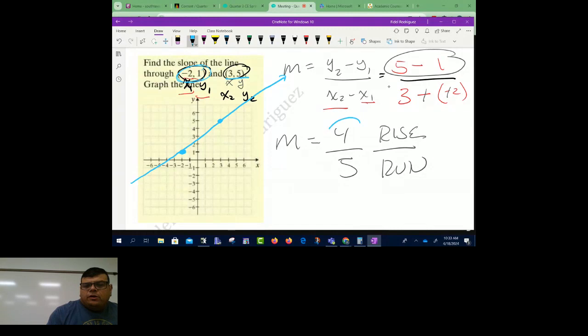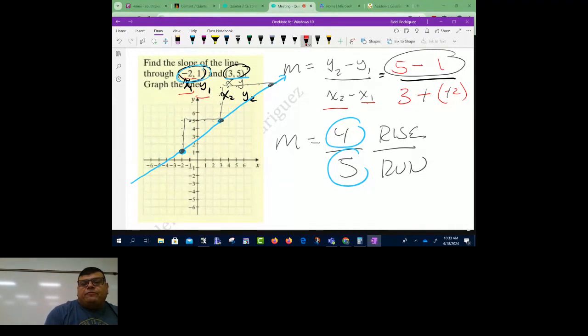Now, the rise over the run means from this point right here, I'm going to go up 4. So I'm going to count 1, 2, 3, 4. Now I'm going to move to the right 5. 1, 2, 3, 4, 5. Boom. There's the point of my line. I could do that again. Up 4, right 5. Boom. There's another one, right? All it's doing is counting my steps. Going up 4, going to the right 5.